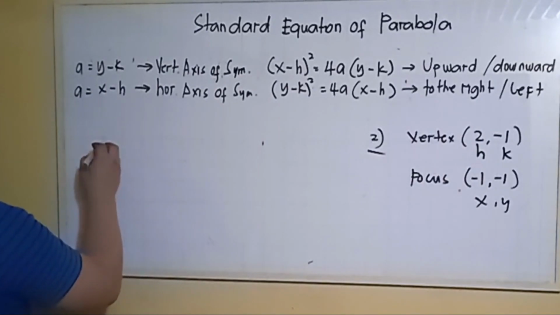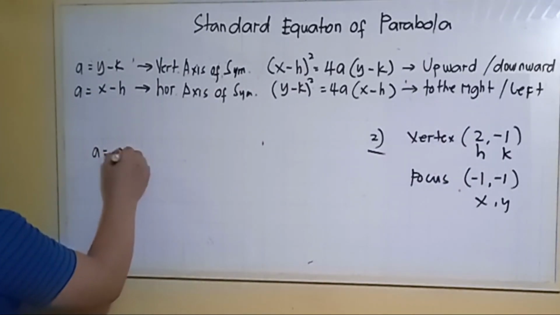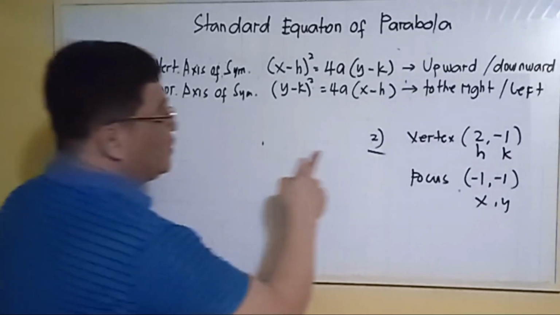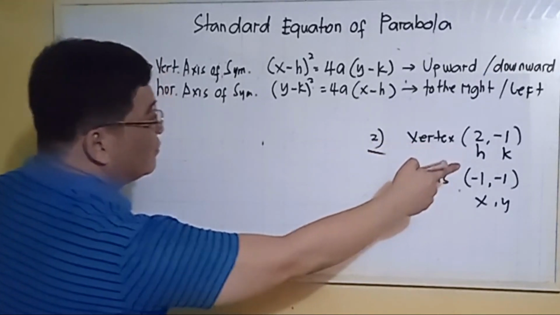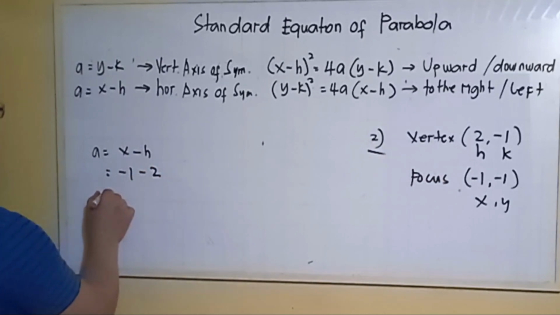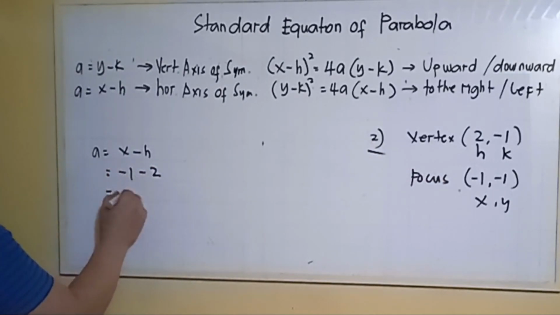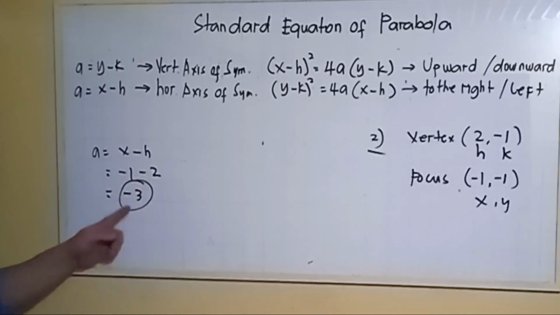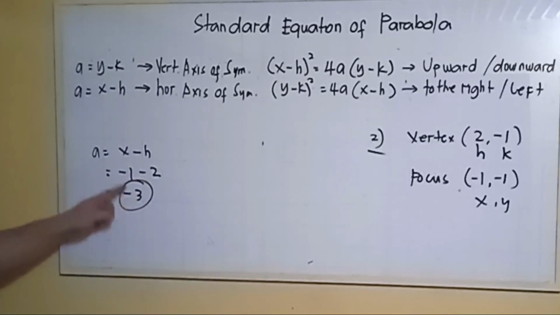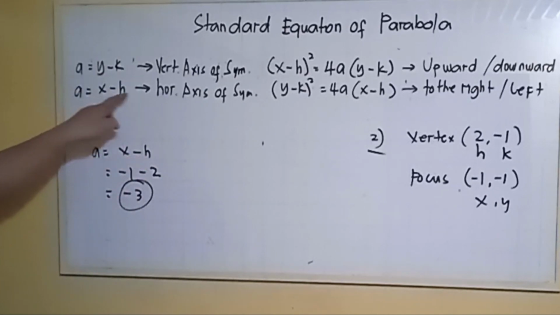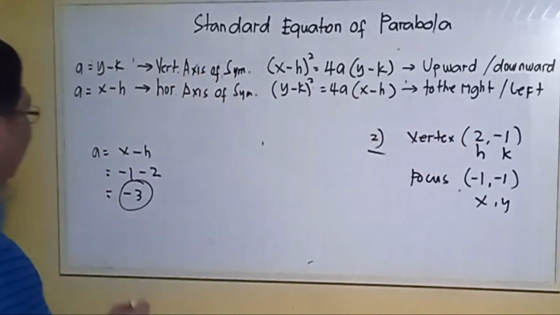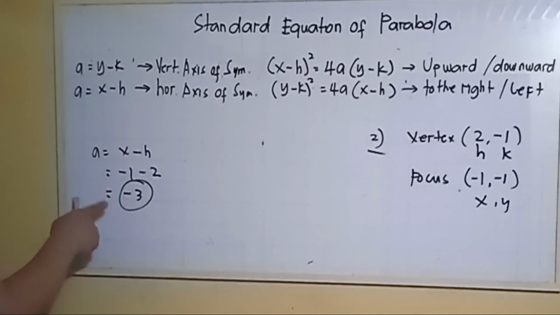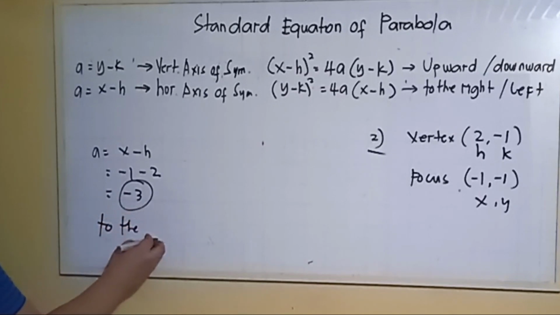So, ang gagawin natin is a is equals to x minus h. Ang x is negative 1 minus 2. Negative 1 minus 2, meron tayong negative 3. So, pag negative 3 tayo, yung value ng a, ang ibig sabihin niya, ginamit natin yung x minus h, horizontal yung axis of symmetry, tapos it's either to the right or to the left. Dahil nagkaroon tayo ng negative value, ang negative value ng a is to the left, kaya to the left yung opening ng parabola.